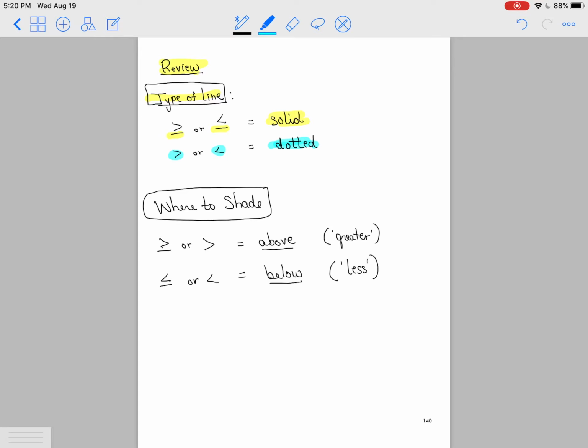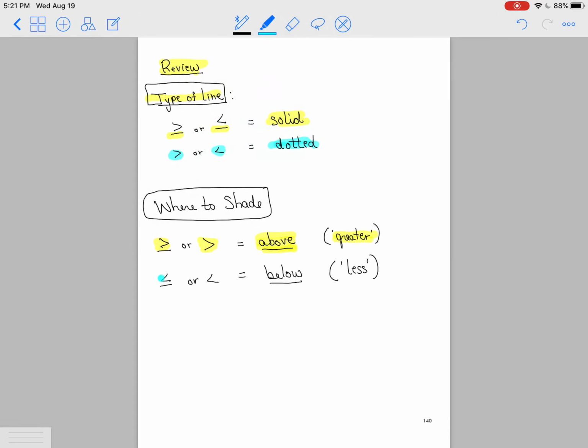Secondly, we need to talk about where to shade. Remembering that with inequalities, we shade above or below the lines. We need to think about which side do we actually shade. Now, I know on NROC they ask you to choose a point and double check and see which point works, either above or below the line, and then you shade in that region. But you can also just look at your inequality sign. If you have greater than or equal to or just greater than, this word greater, anything greater means up, it's above, it's more, right? So that's when you're going to be shading above that line.